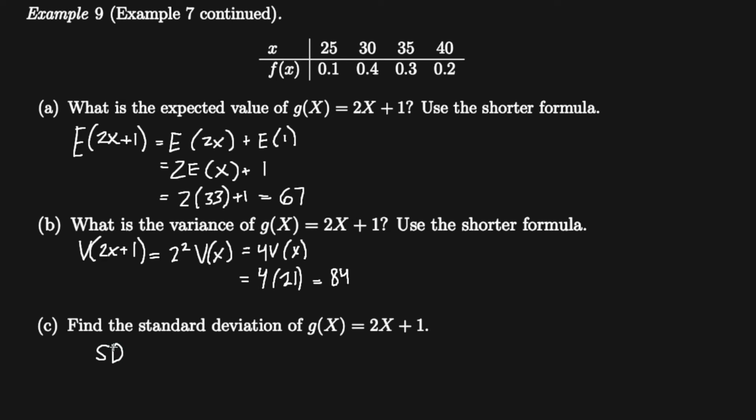Now we can move on to C, which is the standard deviation. Now, how do we find the standard deviation? Pretty simple. The standard deviation of 2x plus 1 is equal to the square root of the variance of 2x plus 1. And the variance of 2x plus 1 is 84, so the standard deviation is the square root of 84.